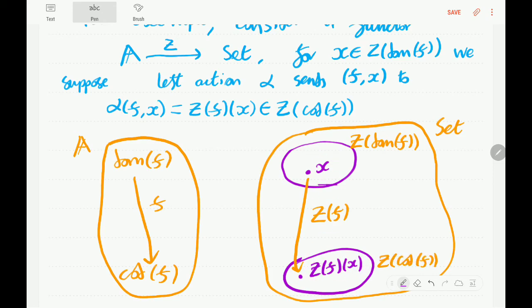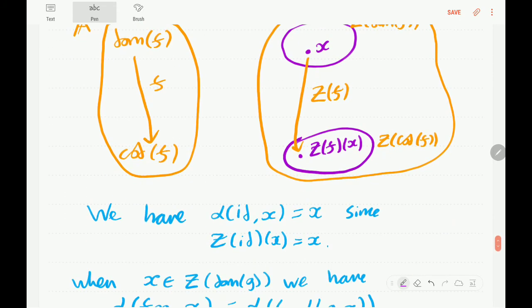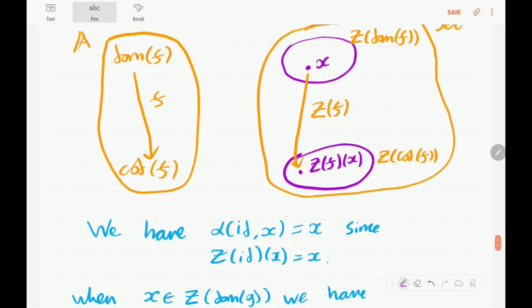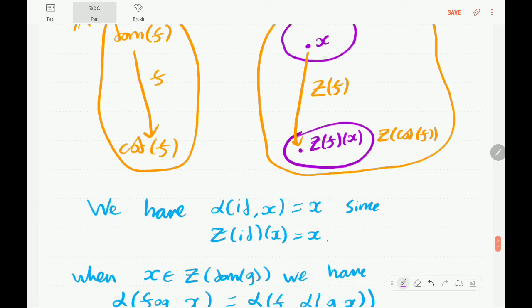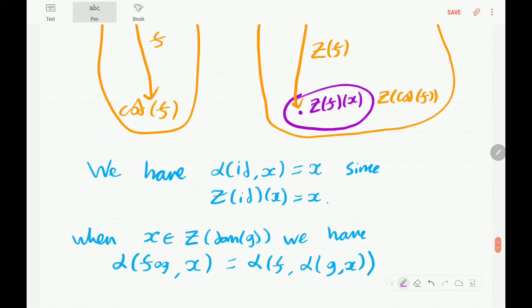But we can formalize this idea with an action. So we can think of a left action alpha, and it sends F comma X to what we call alpha of F comma X. And that's just defined to be Z of F operating on X. Okay. And that's going to be a member of Z of the codomain of F. Now, this action has some properties.